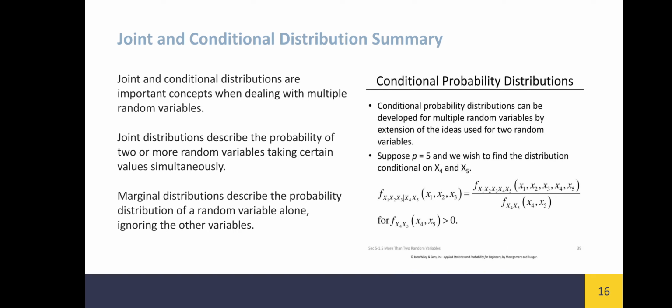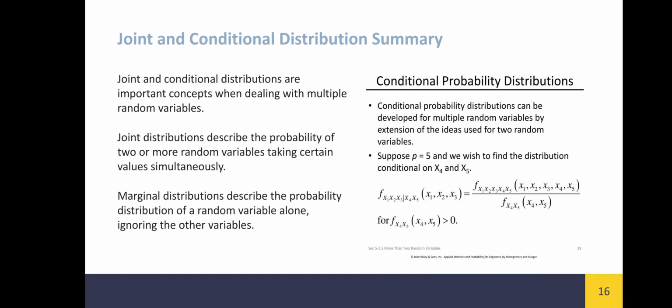Joint and conditional distribution summary. Joint and conditional distributions are important concepts when dealing with multiple random variables. Joint distributions describe the probability of two or more random variables taking certain values simultaneously. Marginal distributions describe the probability distribution of a random variable alone, ignoring the other values.